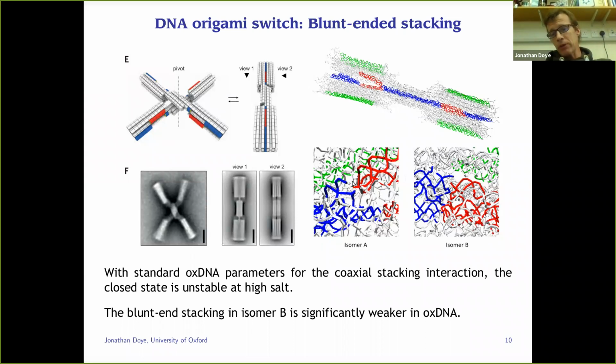And as it happened, we've chosen our coaxial stacking orientational dependence to be pretty similar to that in the double helix, so our stacking interaction has stronger stacking when it looks like the stacking in the double helix. So this isomer is actually more stable in oxDNA than this isomer. So that might be another potential issue with the coaxial stacking.